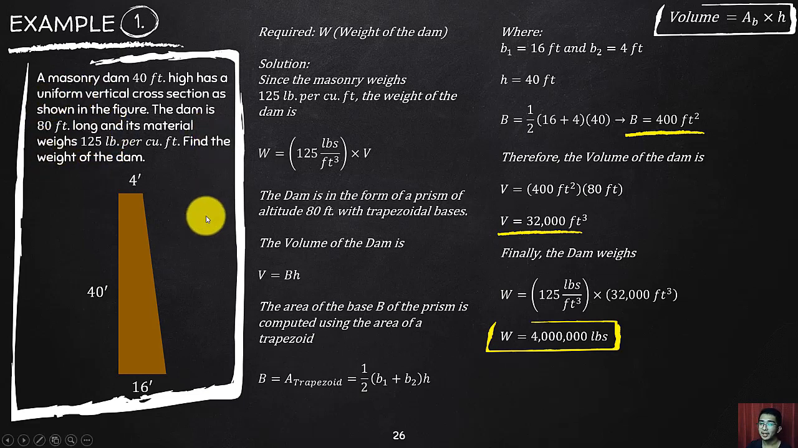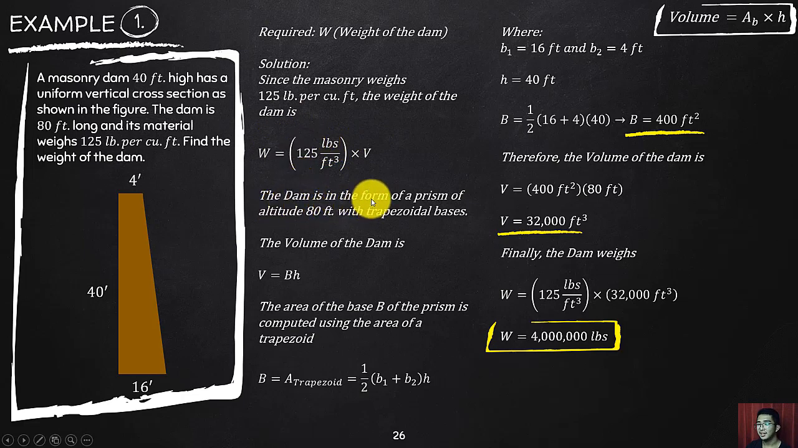So same here. If your dam weighs 125 pounds per cubic feet, correct? How do you determine the weight? Well, you need to determine how many cubic feet are present in your dam. Therefore, for the total weight, we multiply the weight per cubic feet, 125 pounds per cubic feet, by the volume of the dam, correct? So we must identify first the volume of the dam before we solve for its weight.